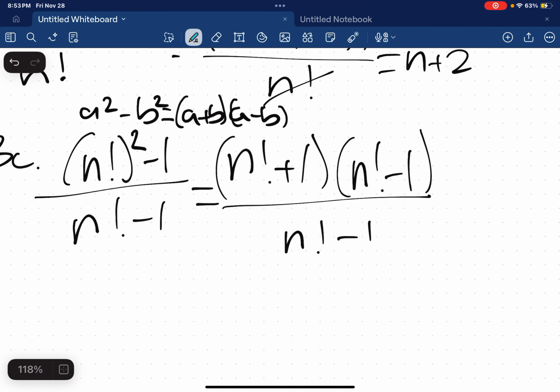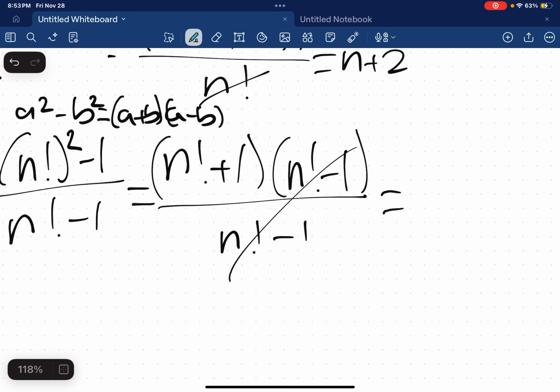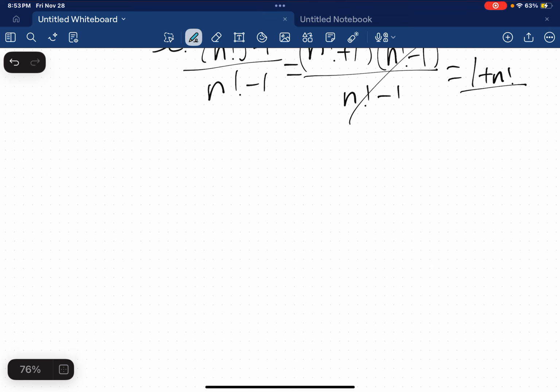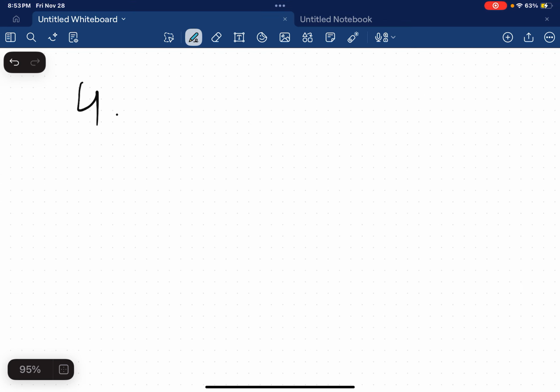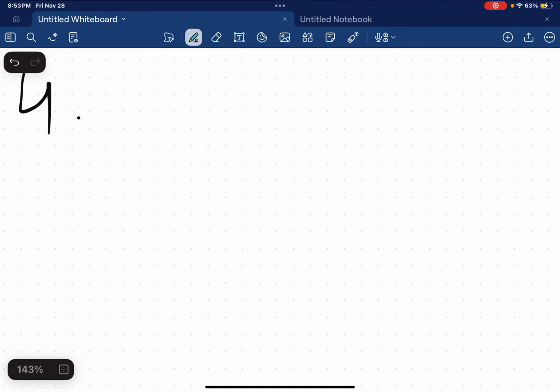What about n factorial minus 1? Cancel those terms out. We get 1 plus n factorial. Okay, on to 4. It's asking us to show this super long equation that I don't want to write, but I don't have a choice.